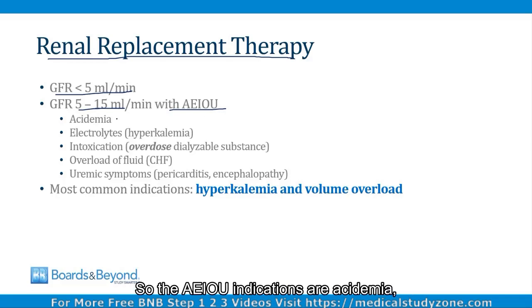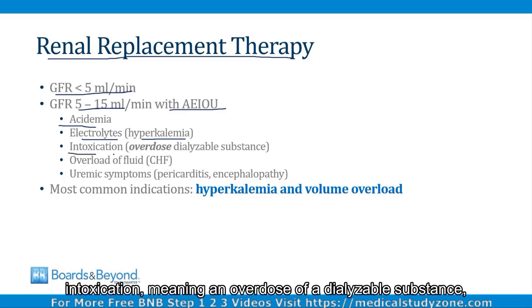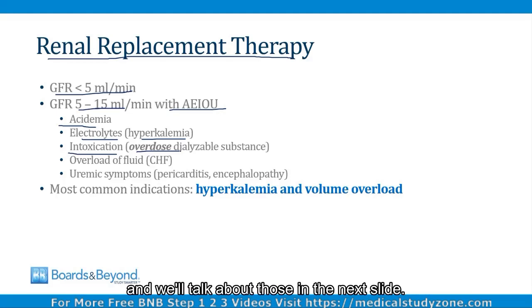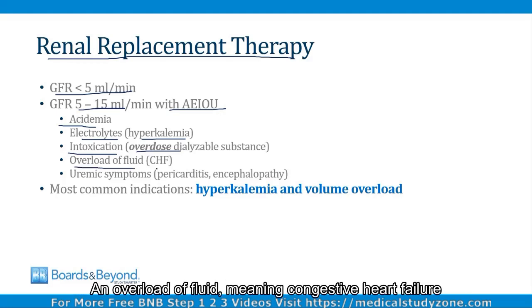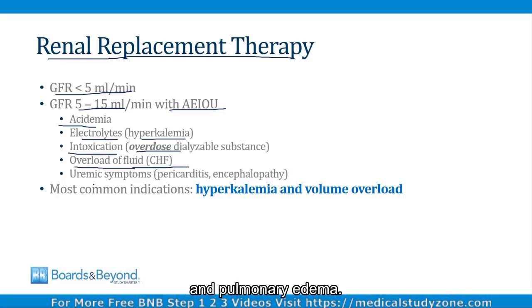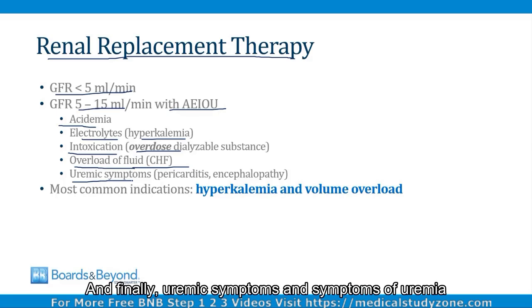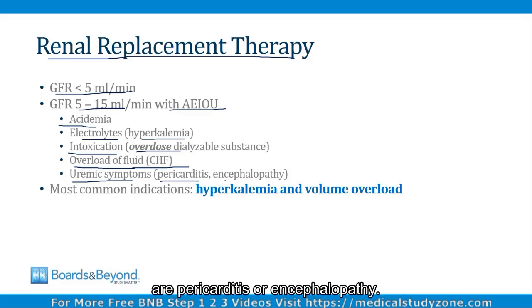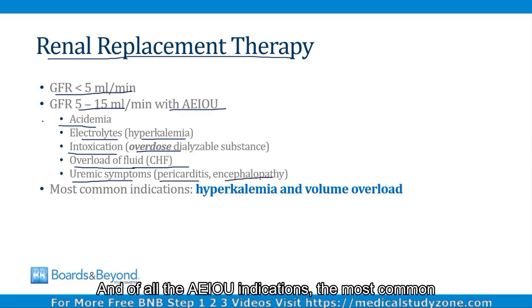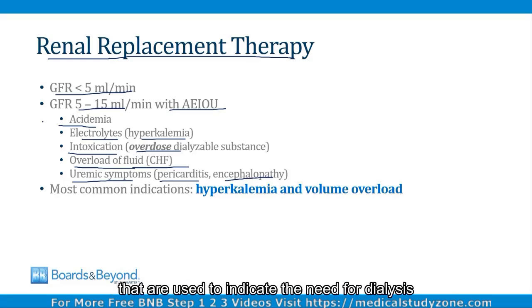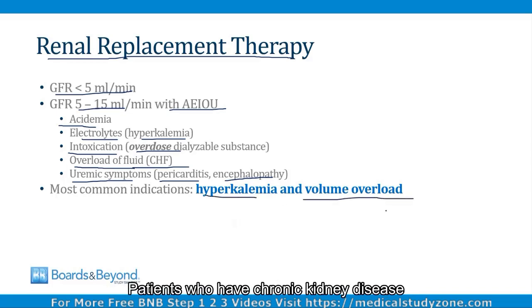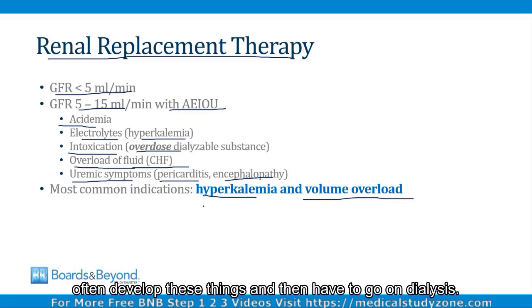So the AEIOU indications are acidemia, electrolytes, meaning hyperkalemia, intoxication, meaning an overdose of a dialyzable substance, and we'll talk about those in the next slide, an overload of fluid, meaning congestive heart failure and pulmonary edema, and finally uremic symptoms, and symptoms of uremia are pericarditis or encephalopathy. And of all the AEIOU indications, the most common that are used to indicate the need for dialysis are hyperkalemia and volume overload. Patients who have chronic kidney disease often develop these things and then have to go on dialysis.